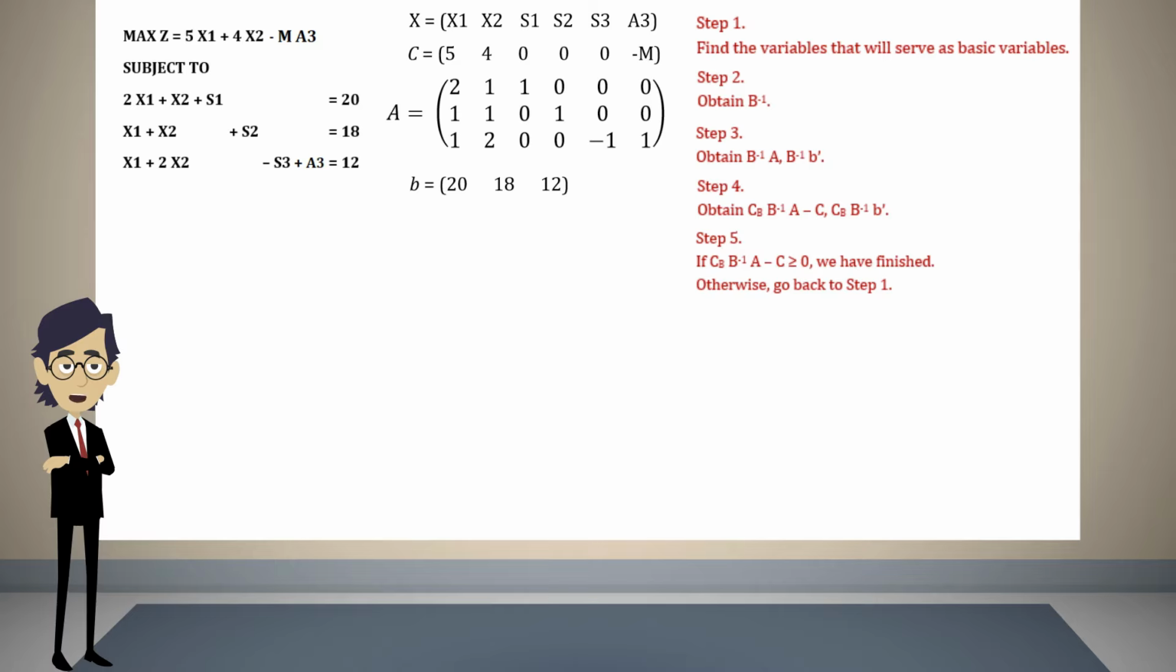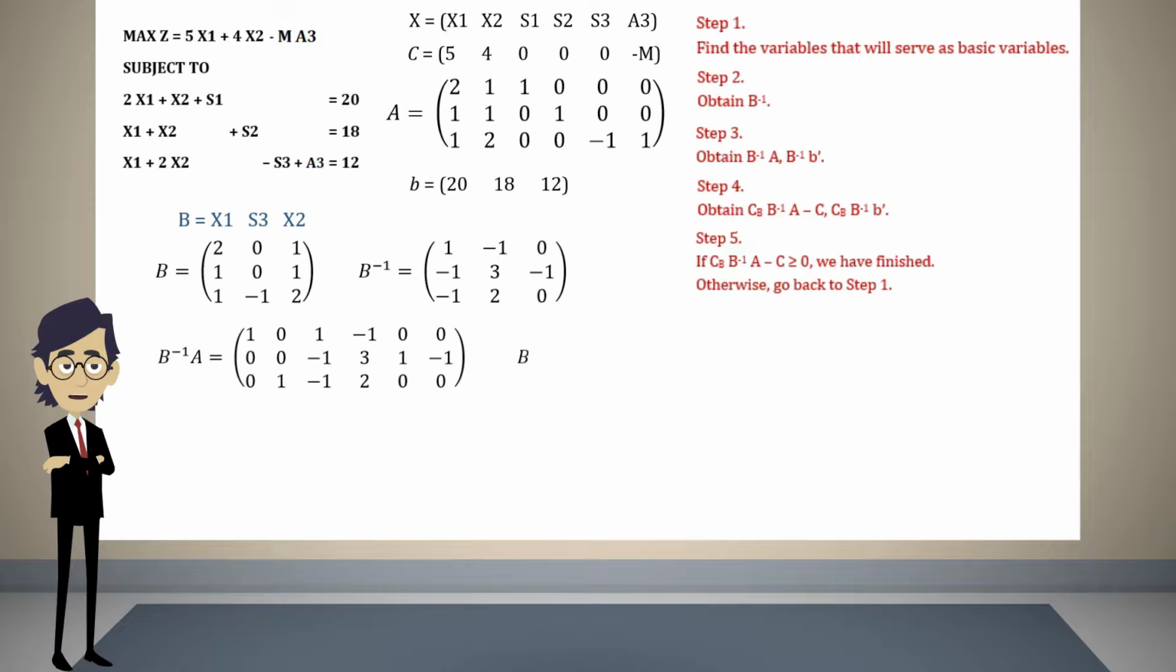As we mentioned, the new basis will be formed by the variables x1, s3, and x2. We will create the B matrix, and compute its inverse. We multiply B inverse by the A matrix, and by the B prime vector. Now we obtain the vector with the coefficients of the basis and the objective function. And we will multiply it by the matrices obtained in the previous step. And from the first of these vectors, we subtract the vector c.